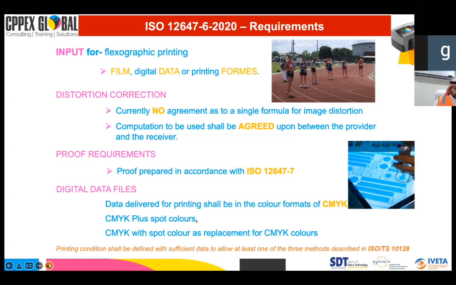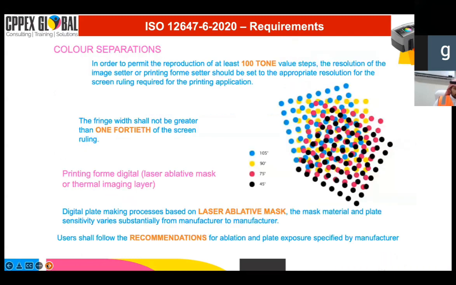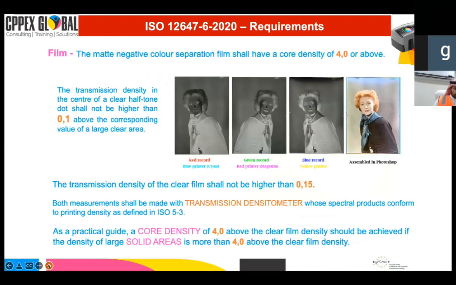A raised surface is what we use in flexography, and so we have a distortion correction, and of course it's mentioned in 12647-6. Nothing new with the color separations. We've talked about this. What we may talk about is the angles and also the dot structure. Gulf Carton are using CDI, I'm using CDI, so we wouldn't necessarily talk about film.